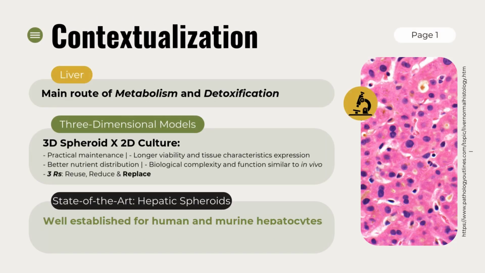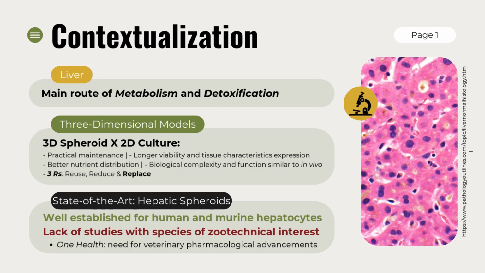So, why hepatic? Well, the liver plays a central role in drug and other substances metabolism and detoxification. And why spheroids? Because traditional in vitro pharmacological studies rely on two-dimensional hepatocyte cultures, which have major limitations that can be overcome by 3D models.